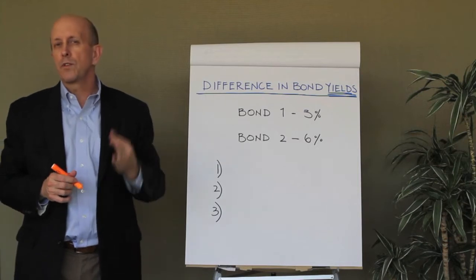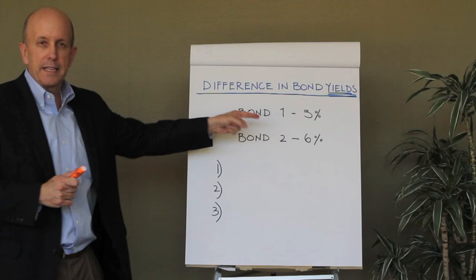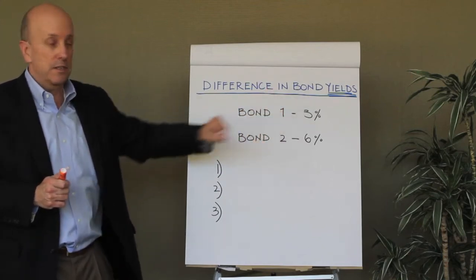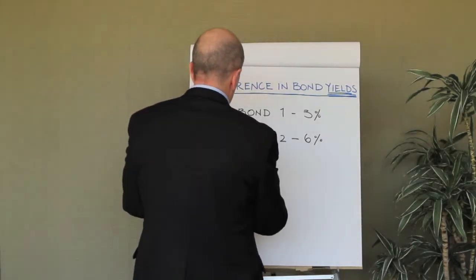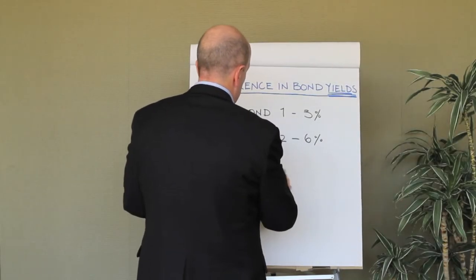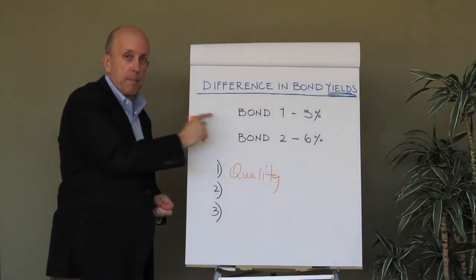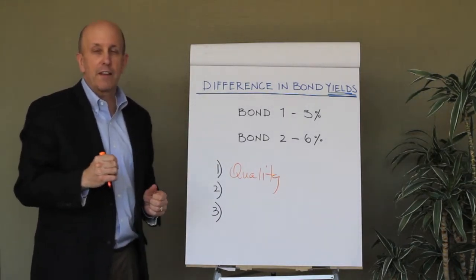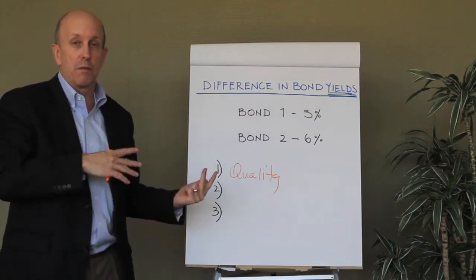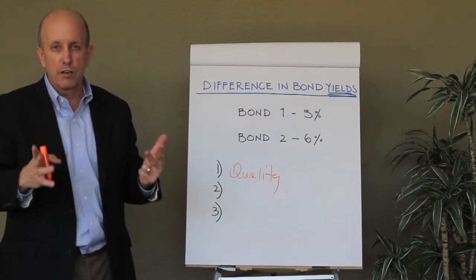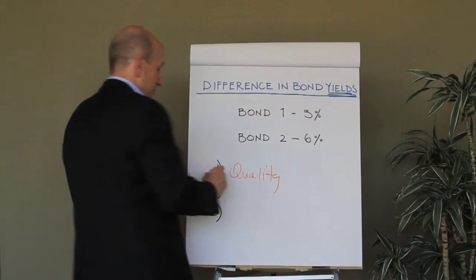Well, there's really only three ways that can explain the difference in the yield of these two bonds. One is the quality of the issuer. So obviously this is a high quality issuer because they have to promise me less money in order for me to loan them money because they have a stronger ability to pay me back. Two is the maturity.